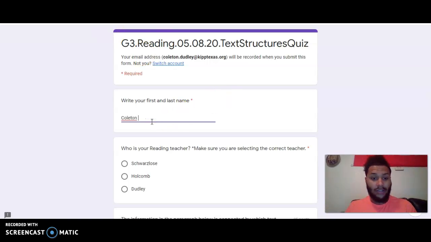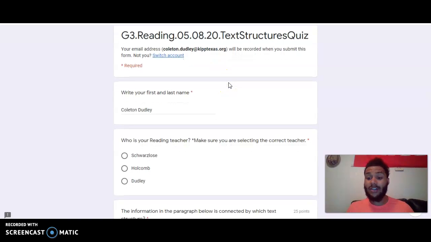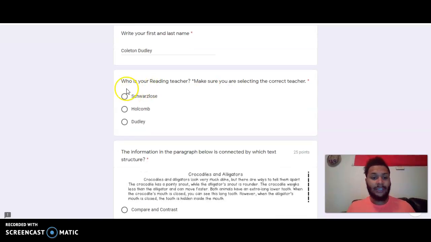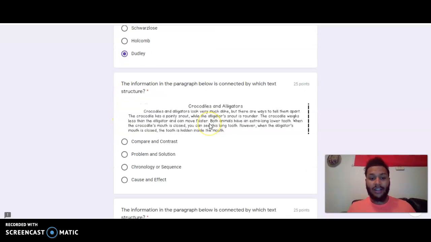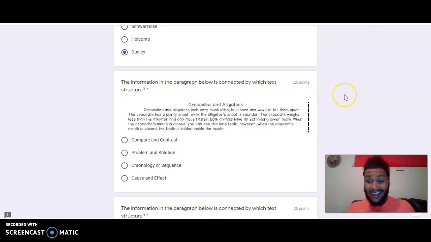You should always write your first and your last name. Make sure you capitalize. Make sure you check and make sure your email is correct up here. It's the email that we sent you for your logins for the computers and Google Classroom. Make sure you're selecting the correct teacher. And then we'll get down into, this is the reading quiz today.